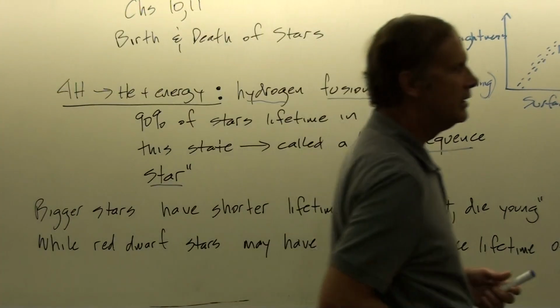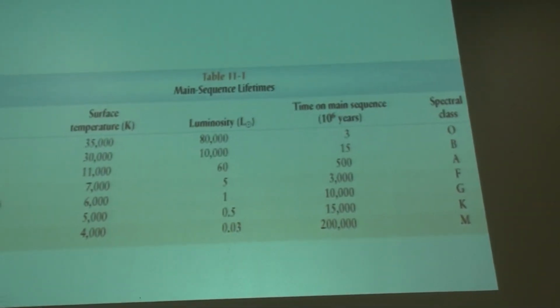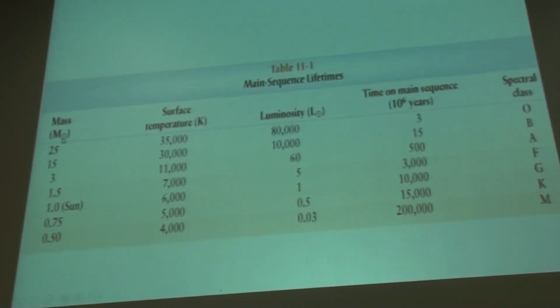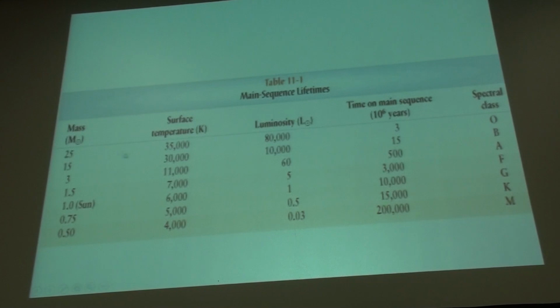For example, if we look at this table, we see that M with a little circle next to it is the mass of our sun. So if a star has a mass that's 25 times the mass of the sun, its surface temperature is 35,000 Kelvin, but its luminosity is 80,000 times the solar luminosity. And so its time on the main sequence, which means the time before it runs out of hydrogen in the core, is only about 3 million years. Here 10 to the 6 is a million, so this is 3 million.